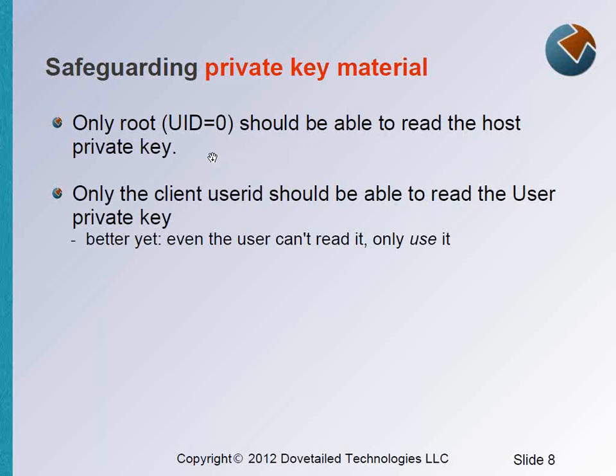Because if someone else could read it, they could send it to their friends, and then anybody could impersonate that host. Similarly, with user authentication, only the client user ID. So on that machine, only the user ID under the client system's user ID that's going to use that key should be able to read the user private key, because otherwise, if somebody else could read it, they could make a copy and send it to their friends, and then anybody could log into that remote server with that private key.